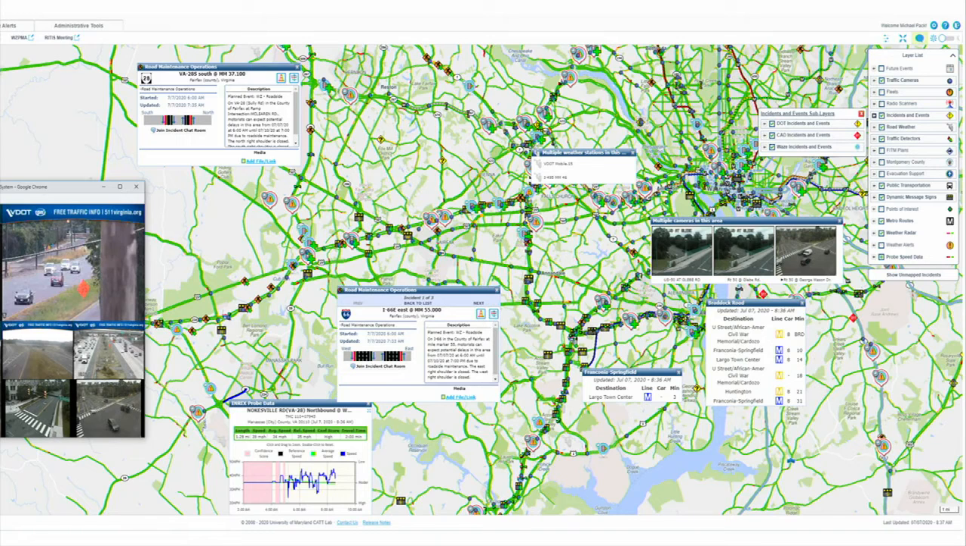The Maryland Department of Transportation secretary came to us and said, I really want to try to understand how a disruption to the port, the seaport in Baltimore, affects other modes.